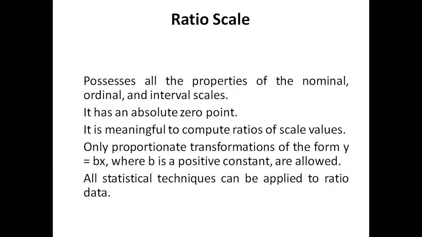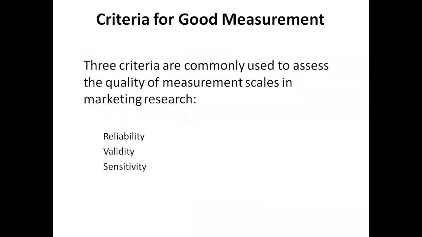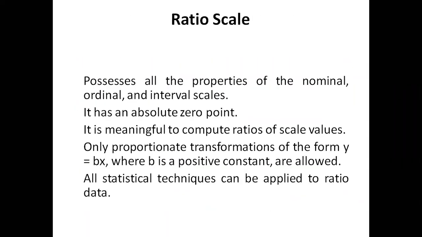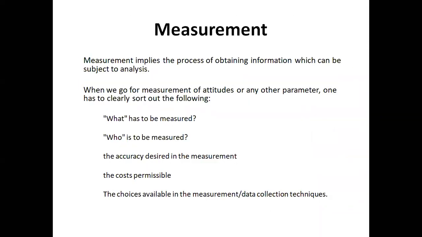And the last one was the ratio scale. What is this ratio scale? What are its characteristics? What are its advantages and disadvantages? With the help of one example we discussed. And in the final part of our discussion, we discussed criteria for good measurement. The three basic criteria commonly used to assess the quality of measurement scales were reliability, validity, and sensitivity. We discussed what is reliability, what is validity, and what is sensitivity. So this is what we discussed in today's class. Hope all of you are following and understood.